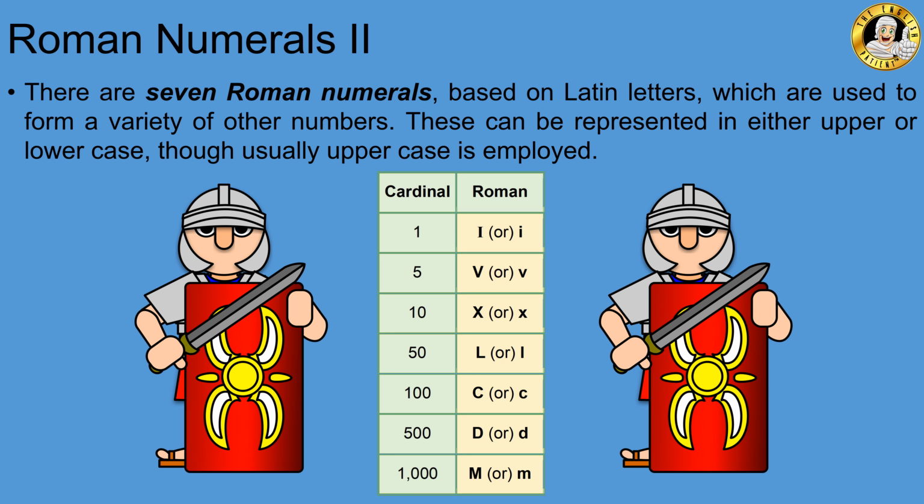If you want to be able to read Roman numerals, you need to learn these actual 7 numerals which are being used for numbers. So let's take a look at cardinals. 1 is the letter I. 5 is the letter V. 10 is the letter X. 50 is the letter L. 100 is the letter C. And 500 is the letter D. 1000 is the letter M.